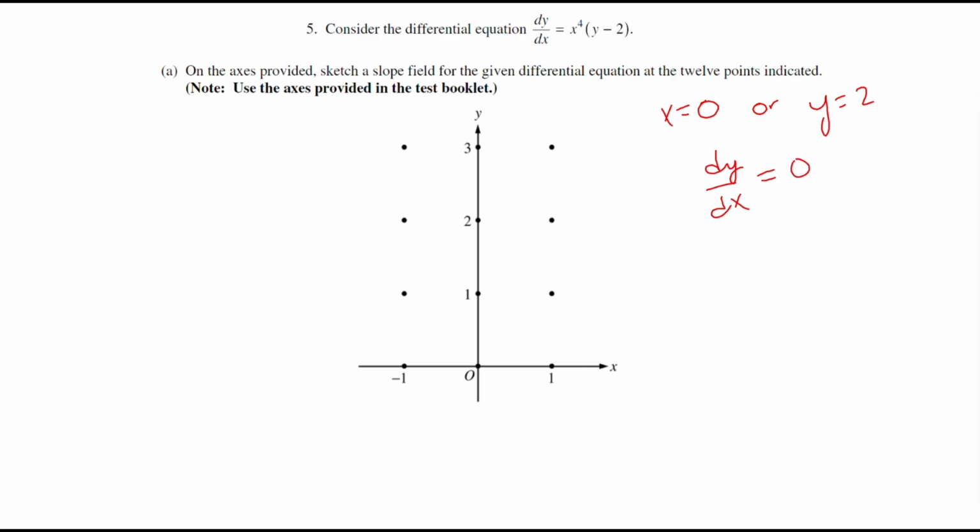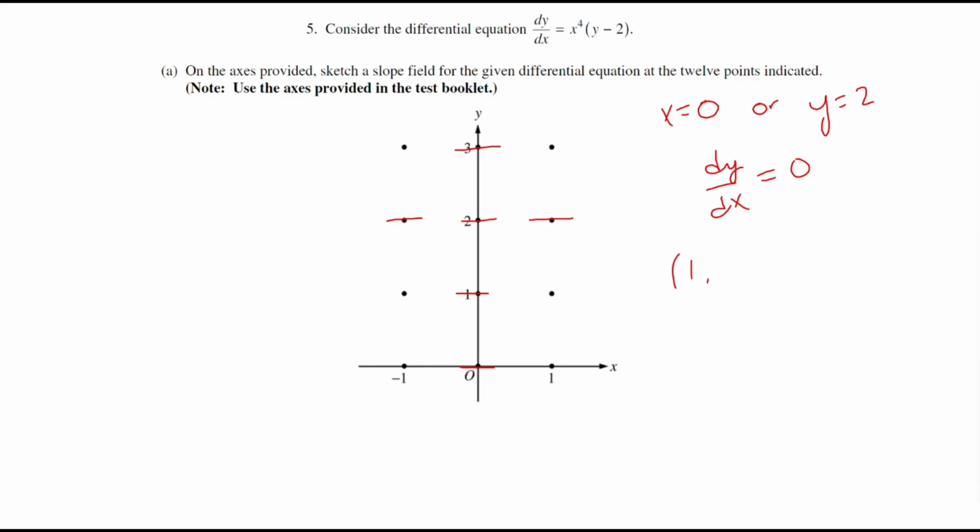right? Because if x is 0, we get 0 times y minus 2. And if y is 2, we get x to the 4th times 0. Both of those will just always be 0. So when y is 2, we got 0. And when x is 0, we've got 0. So that takes care of 6 of the 12 points right off the bat. That's pretty straightforward. And then we'll just find the last 6, just plug in some points.